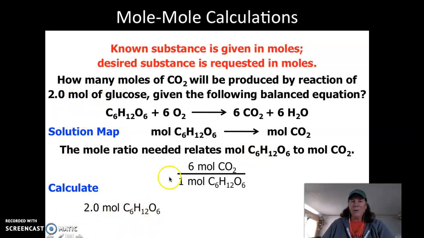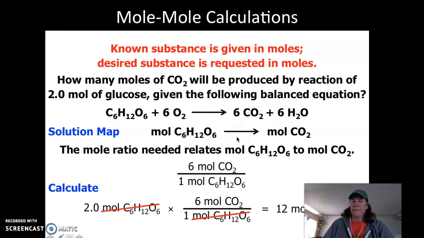Now I want glucose on the bottom, and I want what I'm trying to find, carbon dioxide, on top, so I'm going to use this mole ratio. Because if you look, moles of glucose cancel out, moles of carbon dioxide are what's left, and that's what I'm looking for. And then these numbers, there's a 6 and there's a 1. They come from my balanced equation. So 2 times 6 would be 12. So when I have 2 moles of glucose, I will produce 12 moles of carbon dioxide. That's how you do a mole-mole calculation.